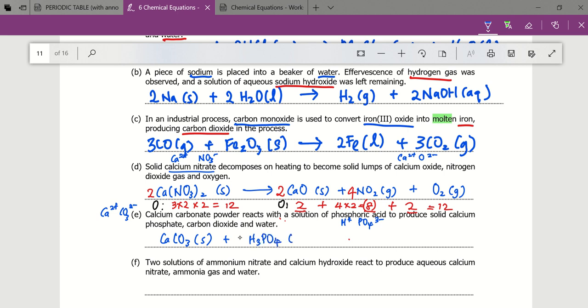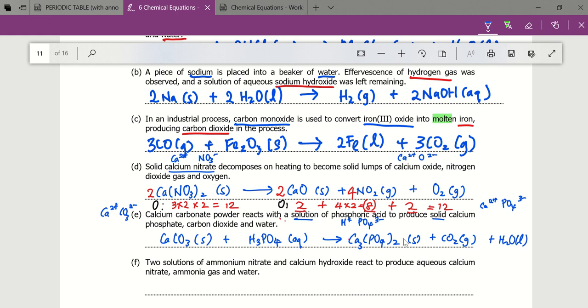H3PO4(aq), right? Because the word solution. Arrow to produce solid calcium phosphate. So Ca2+ and PO4 3- giving me Ca3(PO4)2, okay, plus this is solid, here solid, plus carbon dioxide gas plus water. Okay, so let us balance our equation.